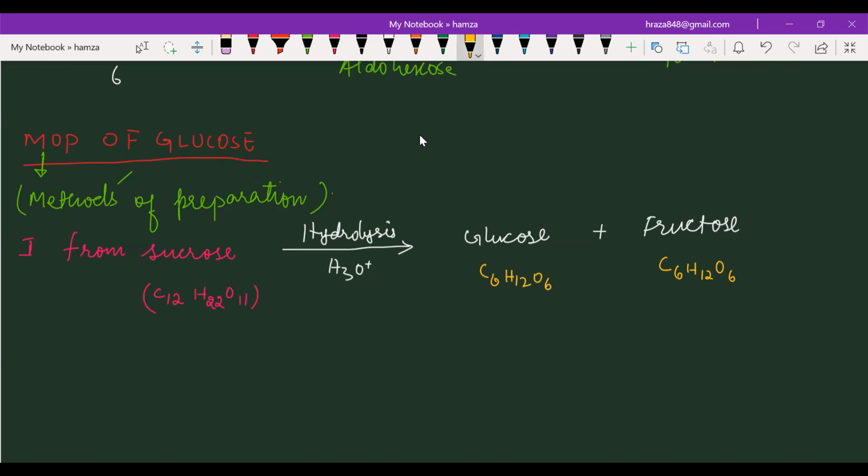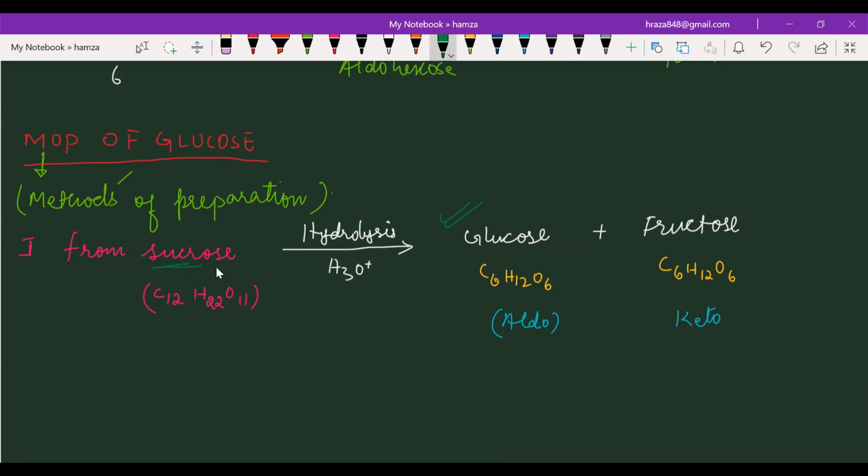What is the difference between this glucose and fructose is that this glucose has an aldo group and this fructose has a keto group. This glucose has an aldo group and this fructose has a keto group. Are you getting my point? Yes, sir. This is how we prepare glucose.